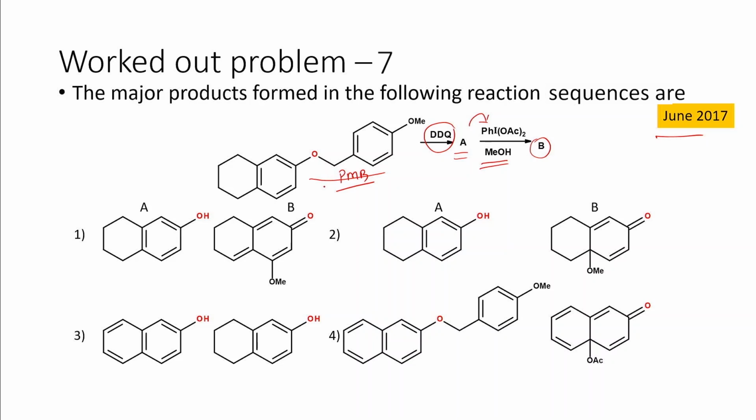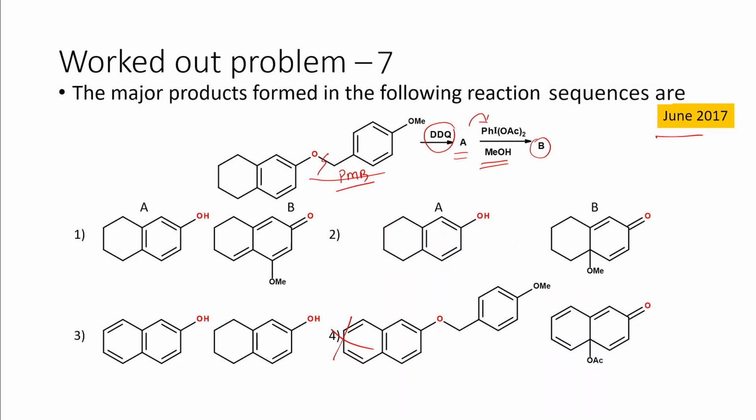That can be cleaved very specifically by DDQ. So our first intermediate is nothing but the cleavage of this particular bond. That is what is basically happening here. Then if you look at the final products, we have 1, 2 and 3. All of them have the deprotected alcohol, but the third one has the para-methoxybenzyl unit. So this is not the product, and we can completely rule it out.